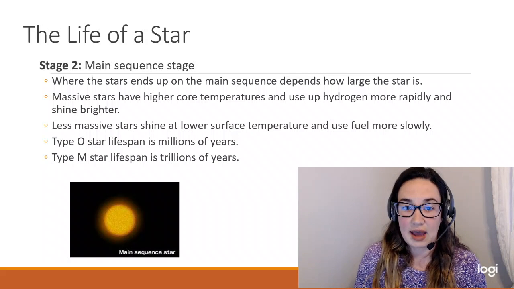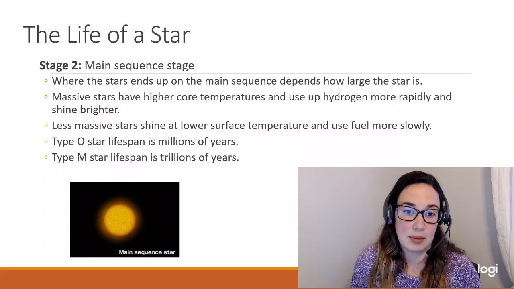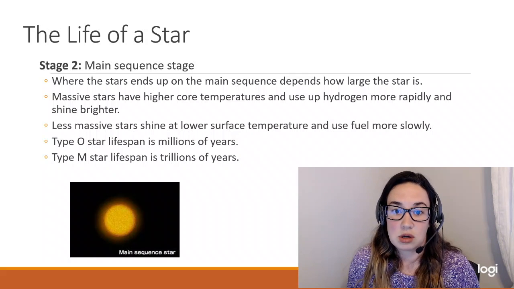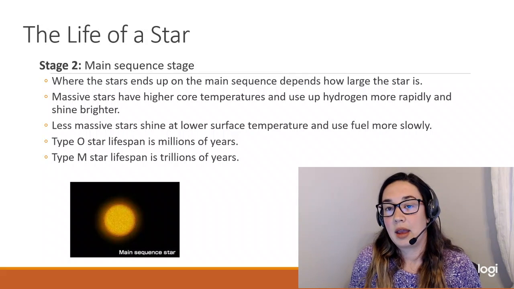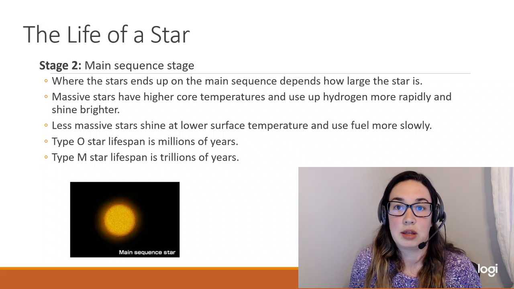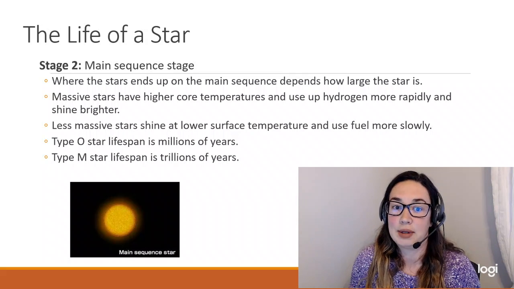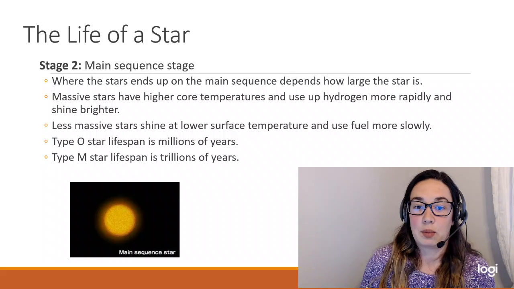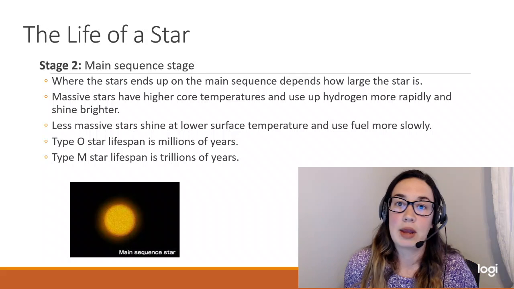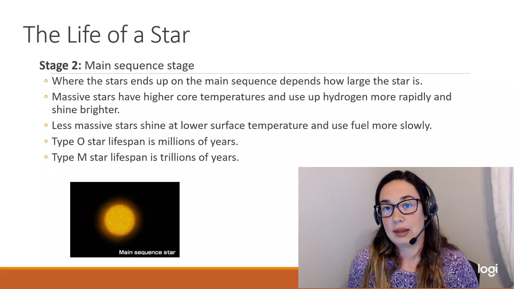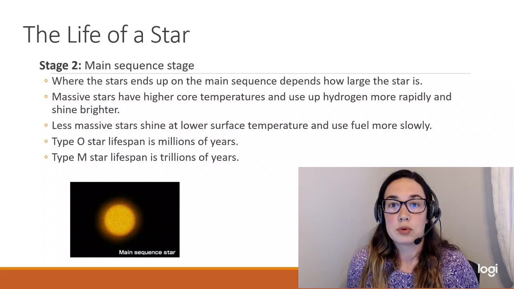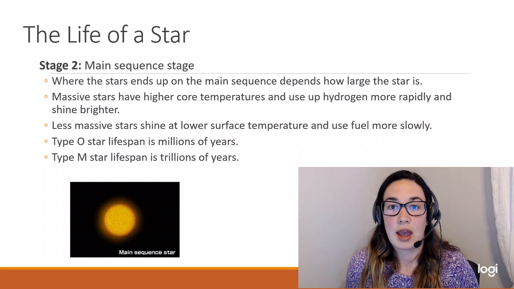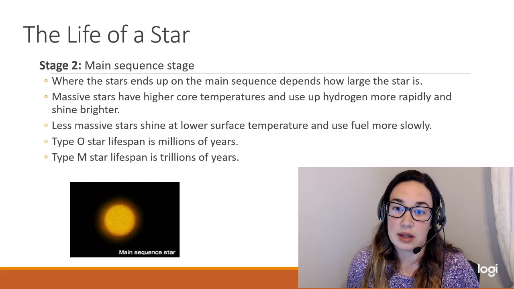So depending on that is where it's going to fall in the main sequence. Our massive stars, our large stars, are going to have a higher core temperature and use up hydrogen more rapidly and shine much more brightly. So that's what's happening when we have a large star. Now, when we have a smaller star or a less massive star, those stars are going to shine at a lower surface temperature and use fuel more slowly.